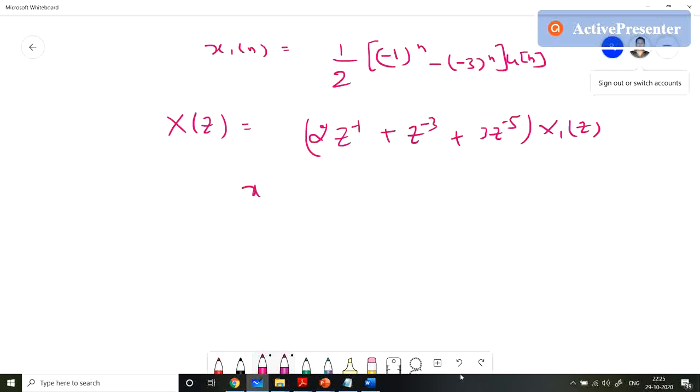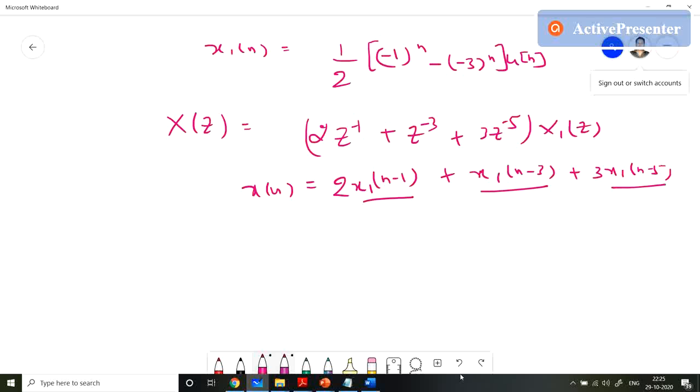Now x[n], if we take the inverse transform on both sides, is equal to 2x1[n-1] plus x1[n-3] plus 3x1[n-5]. Now we can put the values of x1[n-1], x1[n-3], x1[n-5] by using this relation. So x[n] is equal to, I am summarizing all these terms, so please check the calculation.